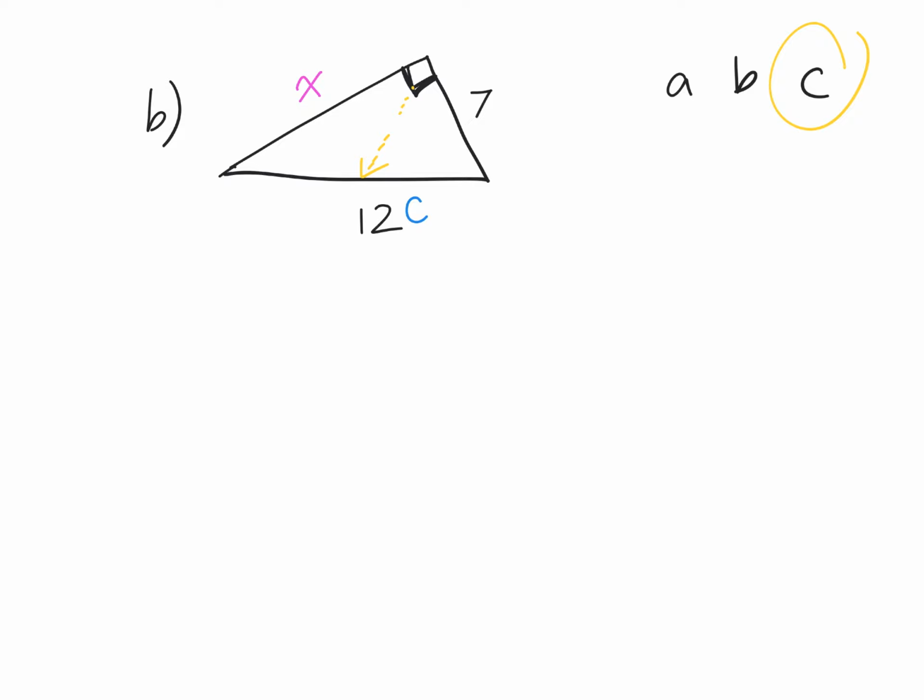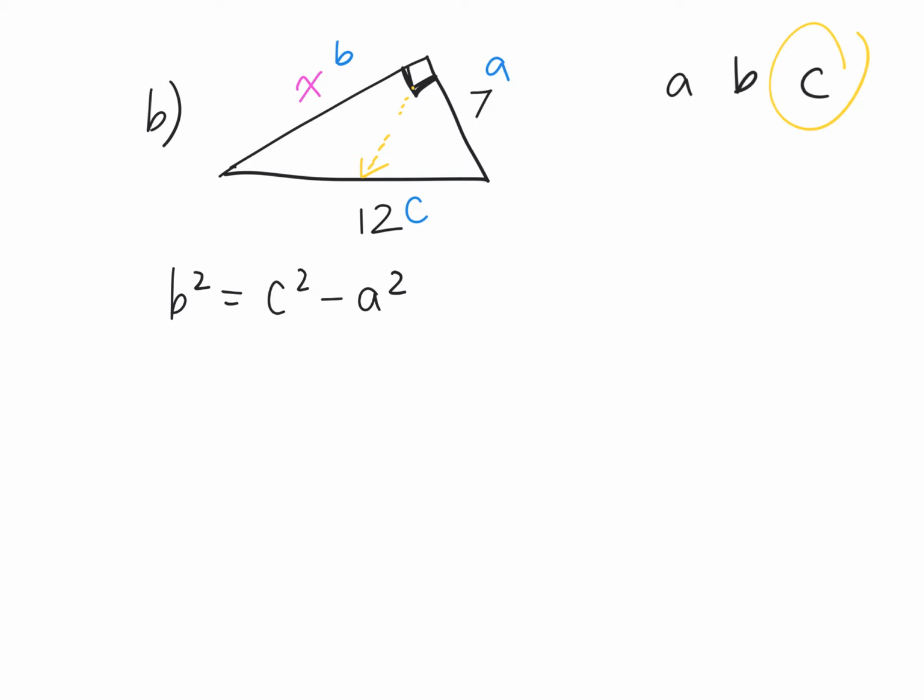Does it matter which one we call A and B? No. So I'm going to call this B, and I'm going to call this A. So this time, we're trying to find the missing side length. Who can tell me what formula we use to find a missing side length? B squared equals C squared. Okay, it's already rearranged for us. We're just going to plug in the numbers now.